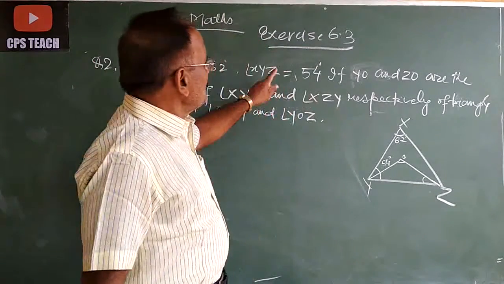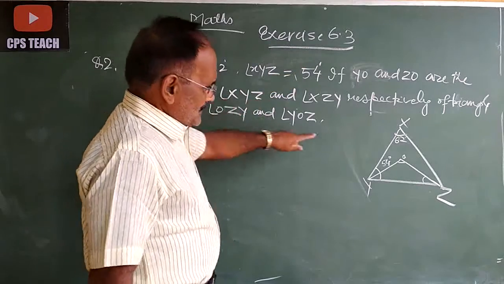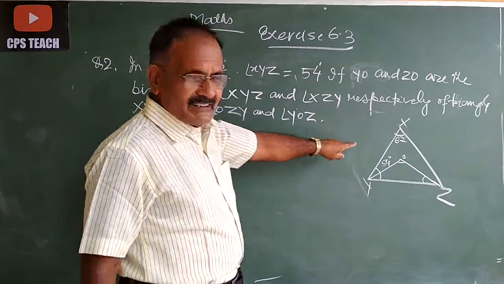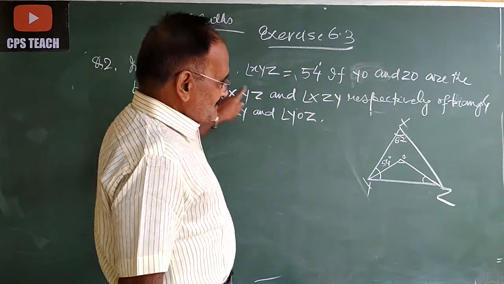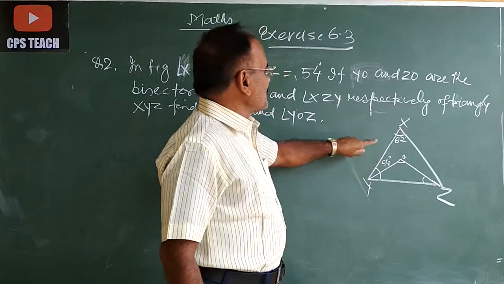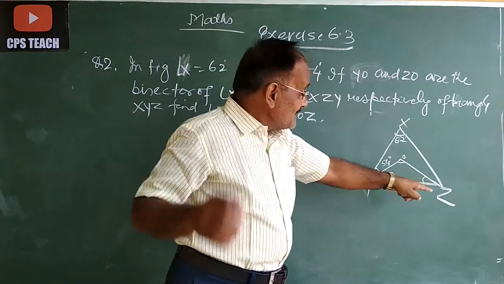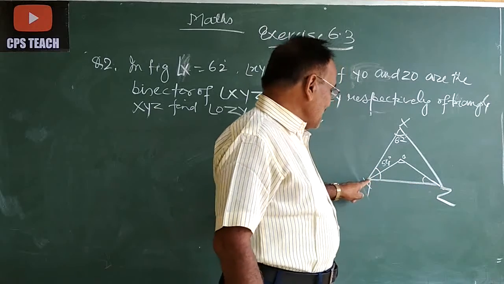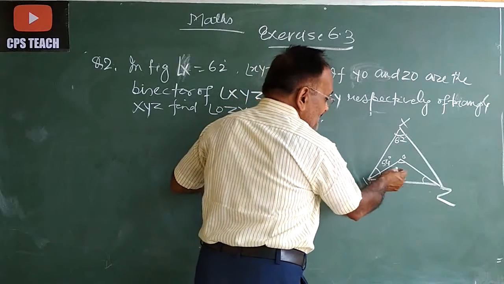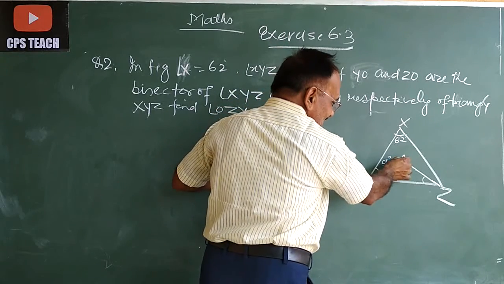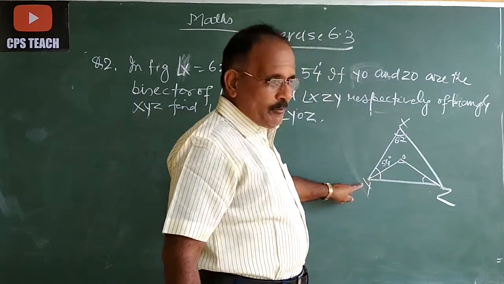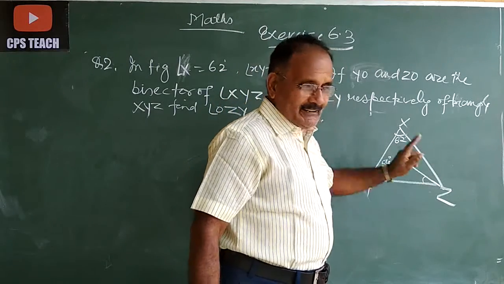This is question number 2 of exercise 6.3. The figure and question are mentioned on the blackboard. According to this question, this is the figure. Angle X is 62 degree, angle XYZ is 54 degree, and YO and ZO are the two line segments which are the bisectors of angle Y and angle Z. These two line segments intersect at O. Then we have to find out the value of OZY and YOZ.